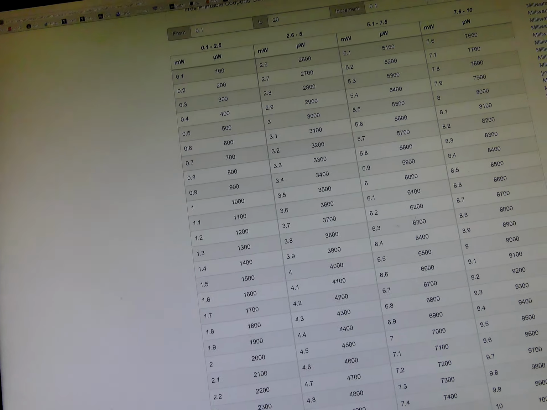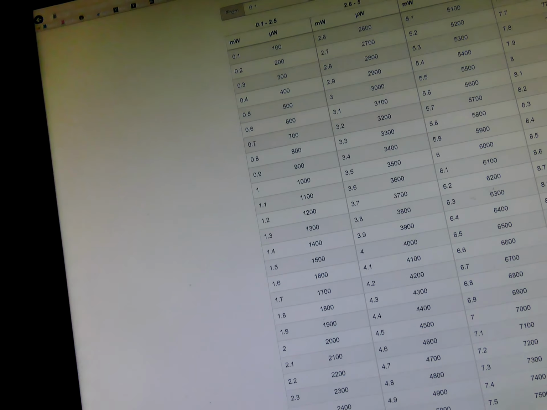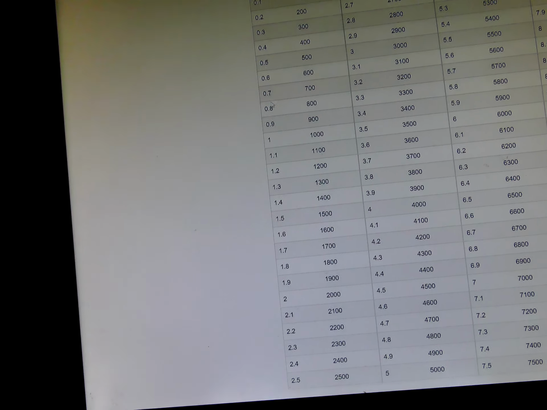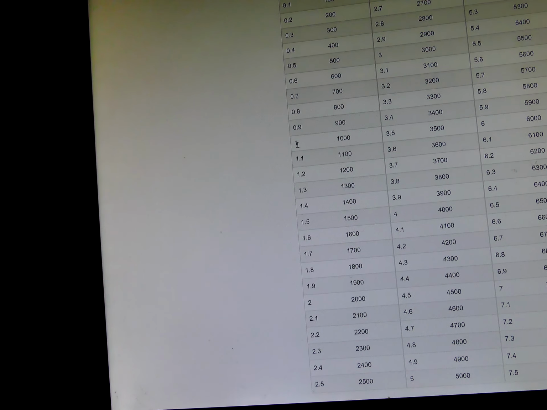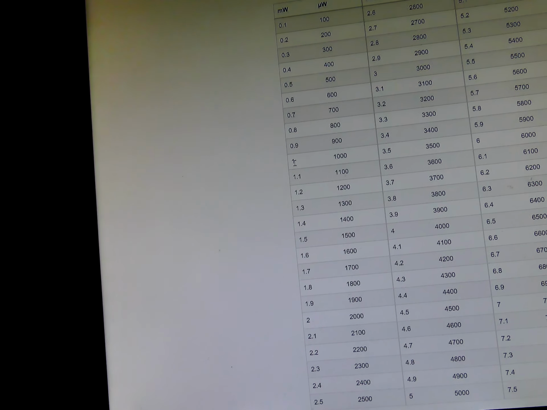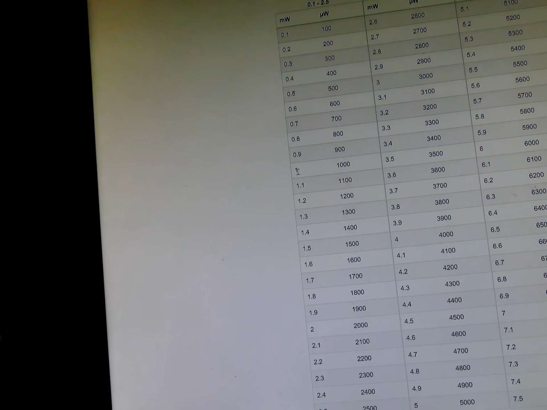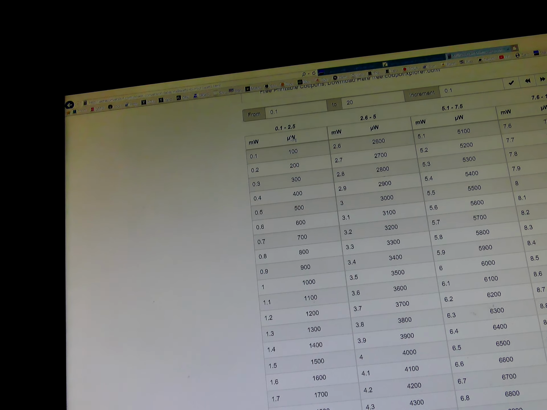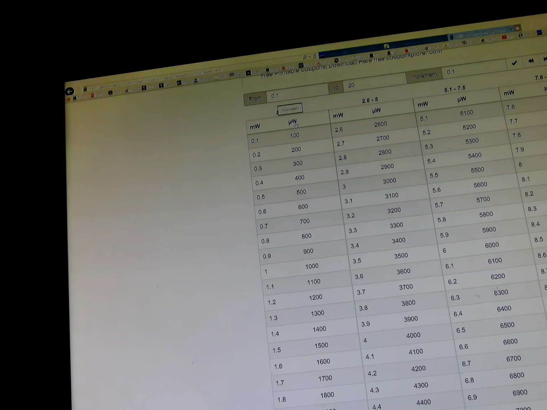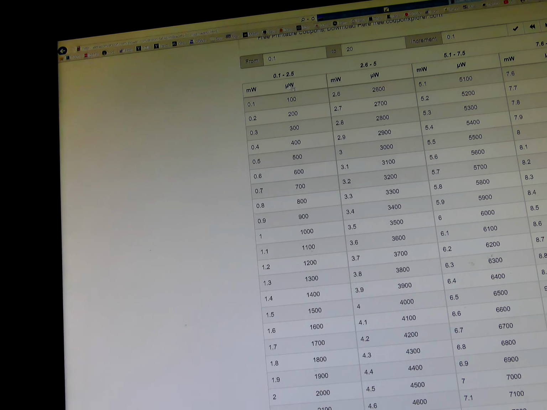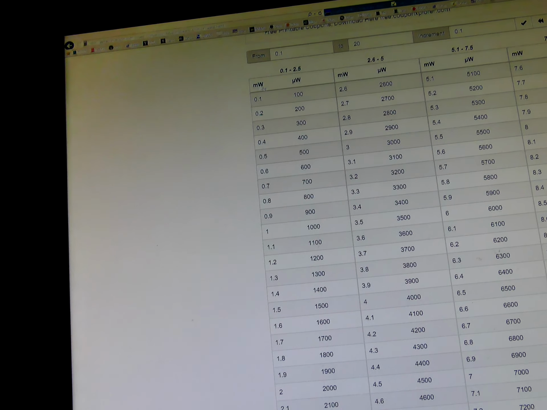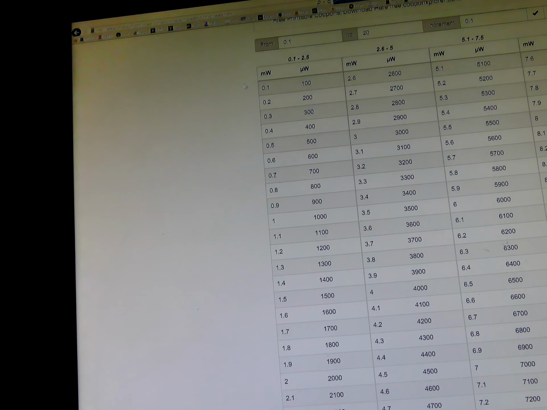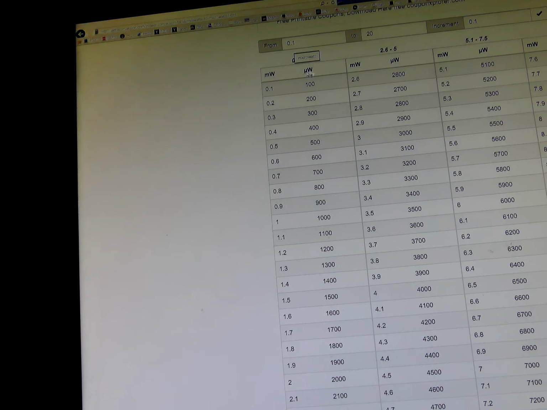So let's go over the conversion first. 1 watt would be 1,000 milliwatts. 1 milliwatt is 1,000 microwatts. So 1,000 microwatts is 1 milliwatt, 1,000 milliwatts is 1 watt, and 1 million microwatts is 1 watt.